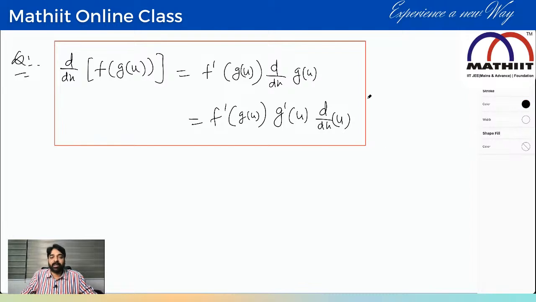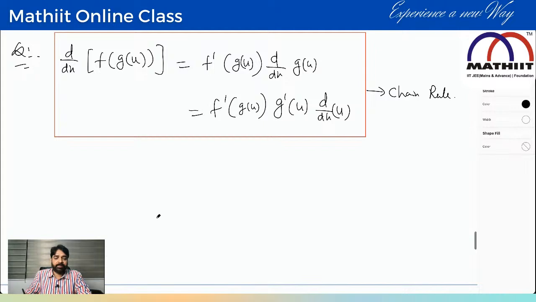This is called the chain rule. Chain rule means you are going to do differentiation of a composite function. That's all. That's the meaning of the chain rule. So don't try to learn it as a rule. It's a simple differentiation. I have to do differentiation of a composite function. That's what I did. Right? Can I go ahead?